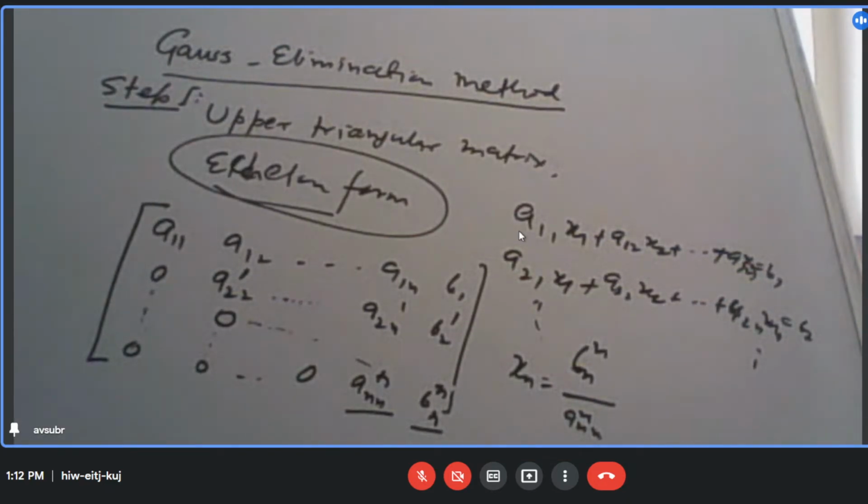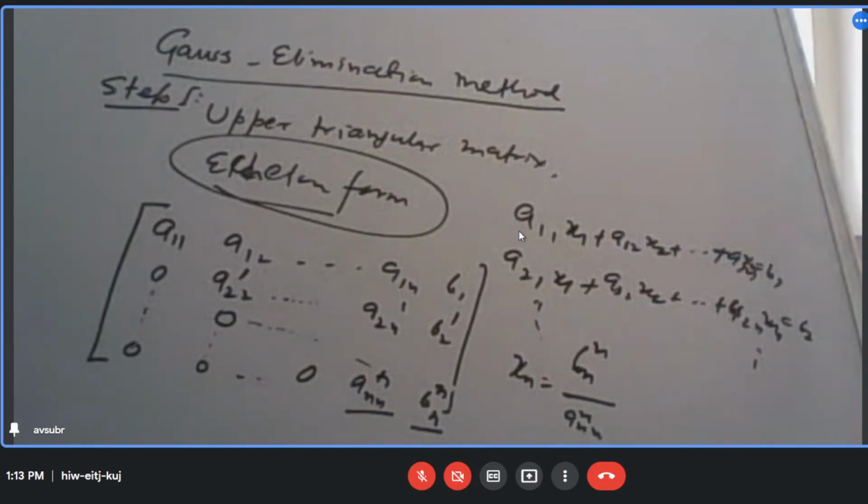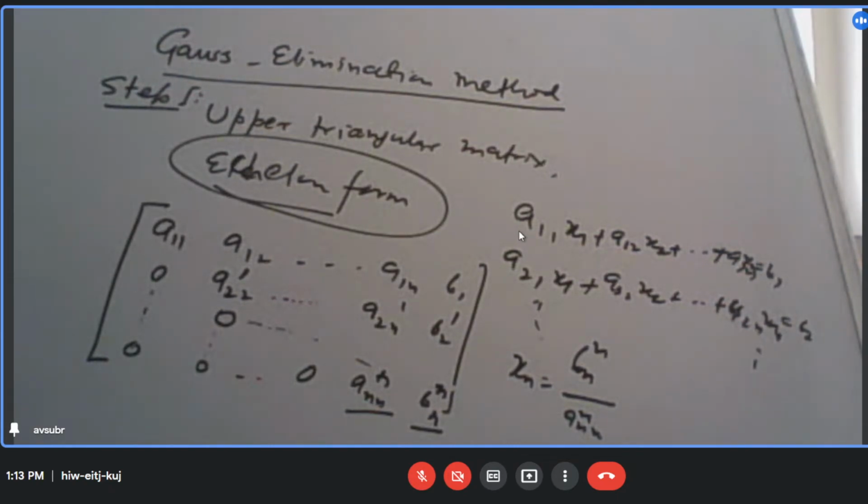Now I will back substitute. So from the value of xn we will find xn minus 1, then we will substitute in the equation above it, and then we will find out xn minus 2. Like that we will continue till the first equation, and the first equation will give us x1. So from that, x1, x2, x3, up to xn minus 2, xn minus 1, xn, these unknowns we will find out. I hope you understood.